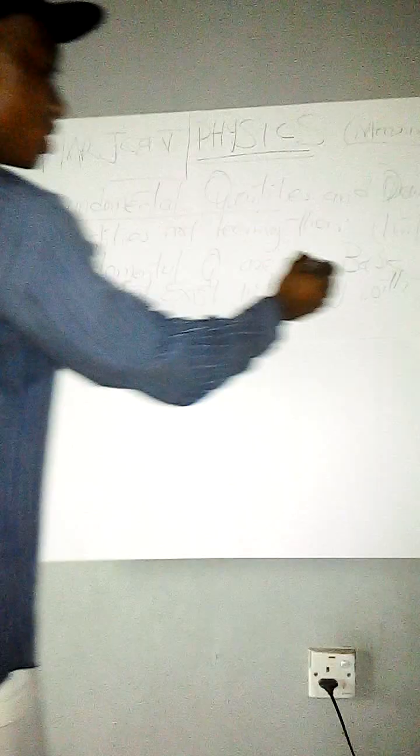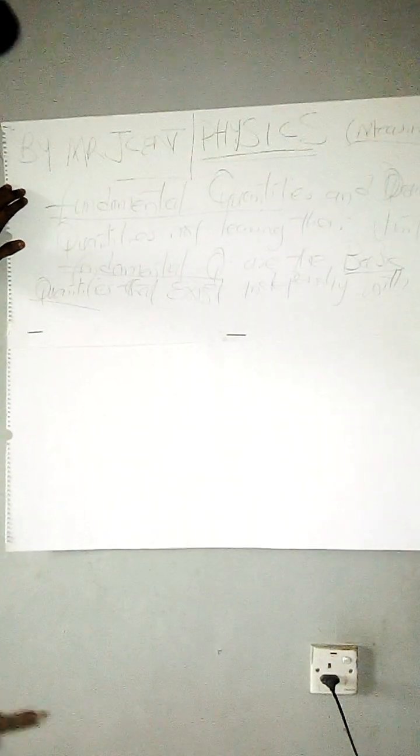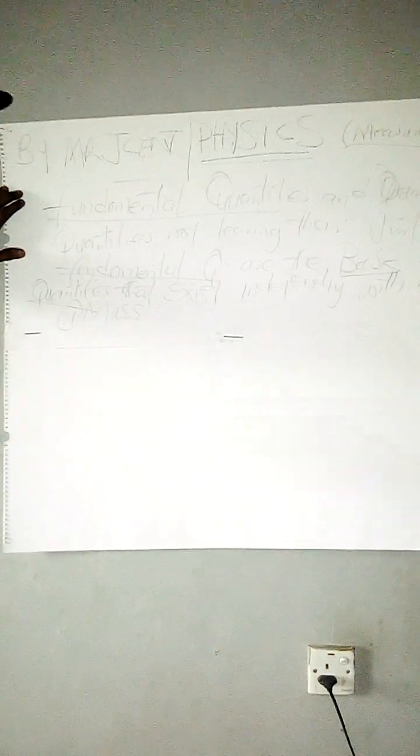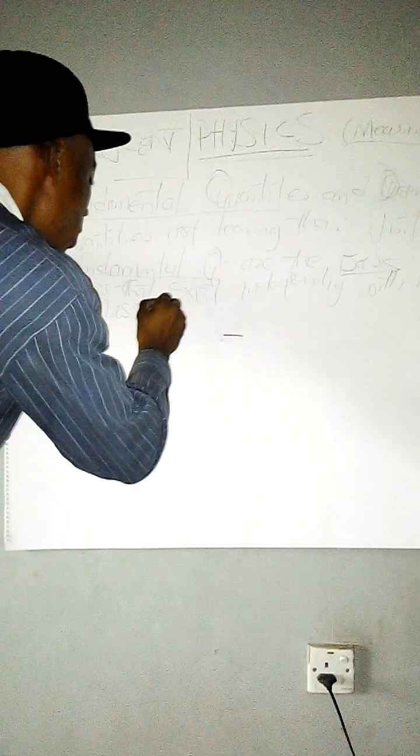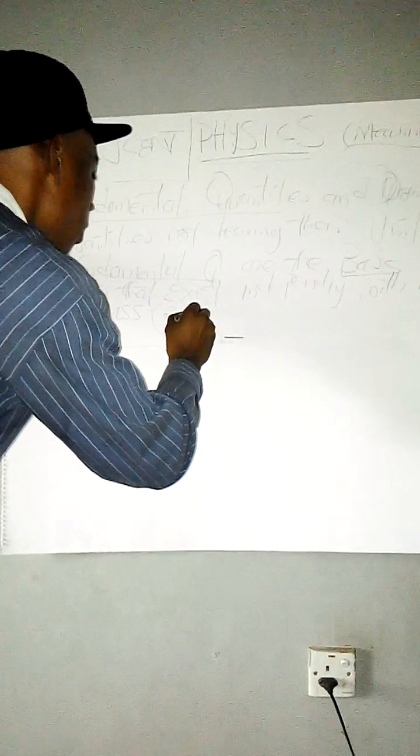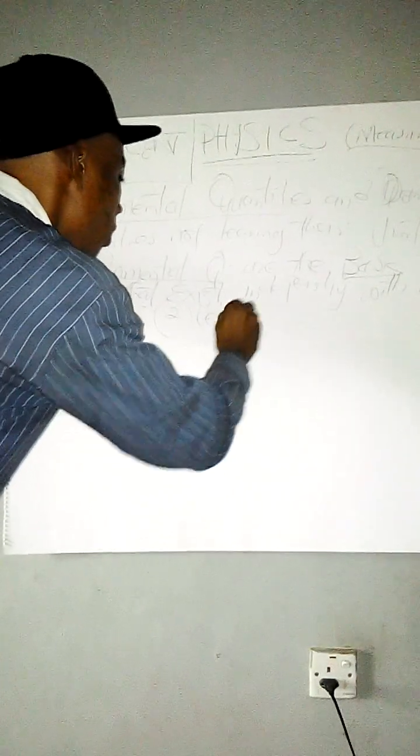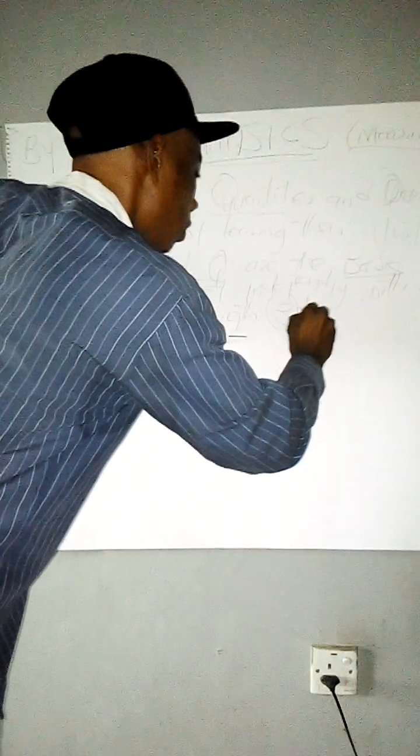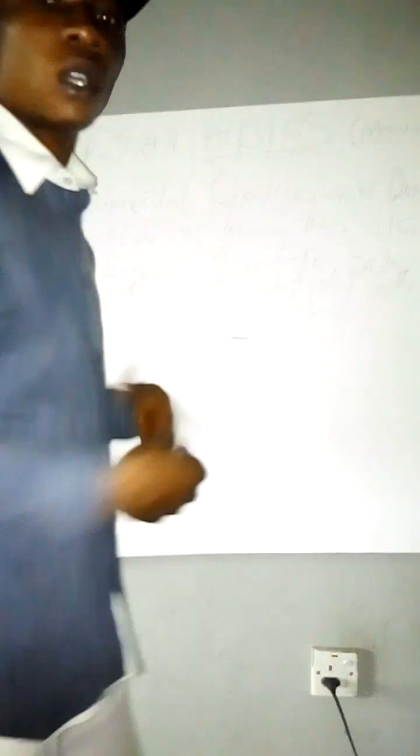So some of all these basic quantities, which are seen as fundamental quantities, we have so many of them. One of them is mass. The second one is length. The last one is time. Then of course we have some other fundamental quantities.